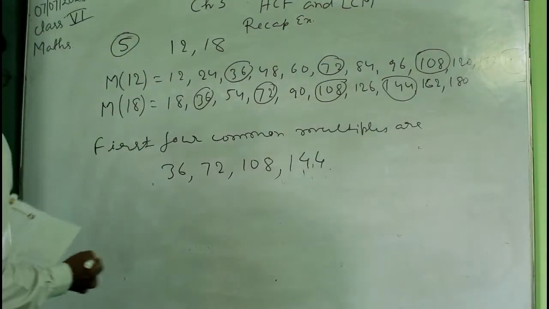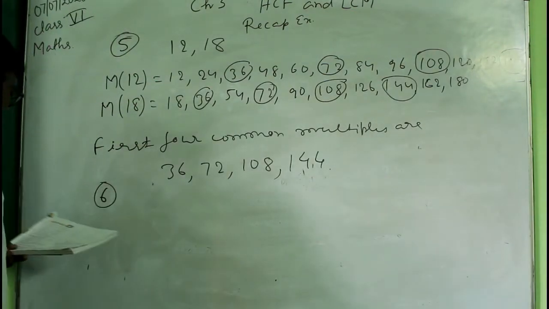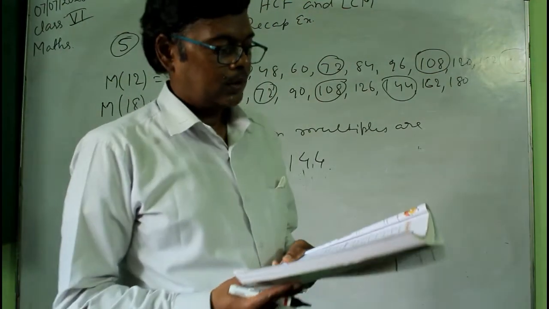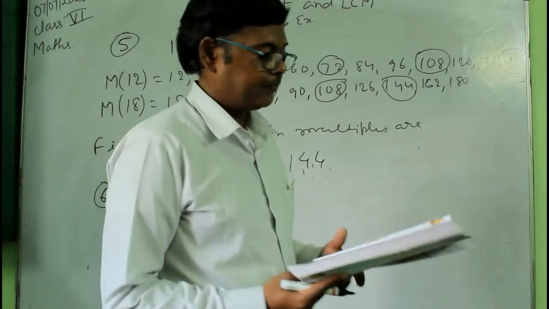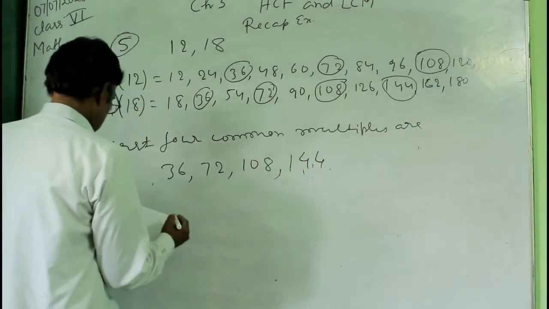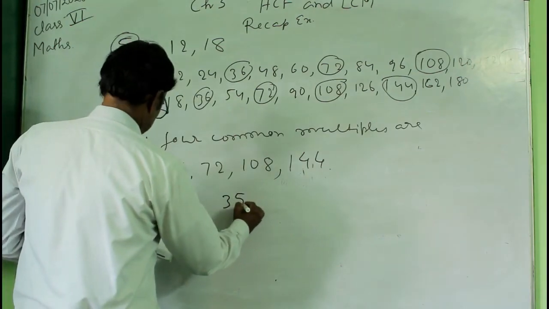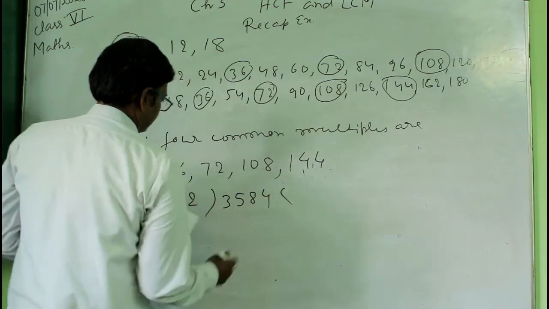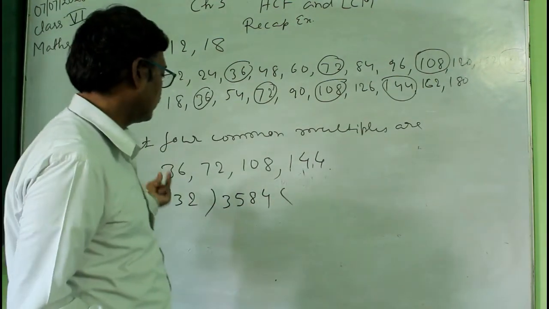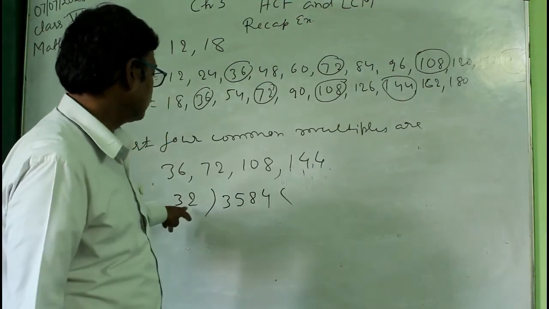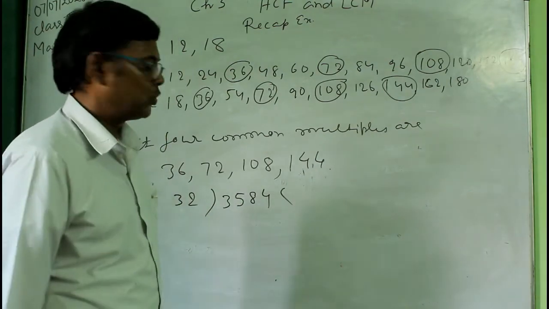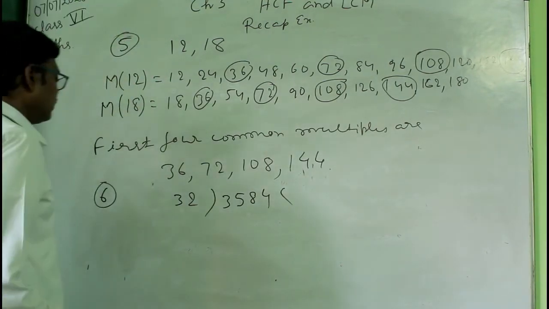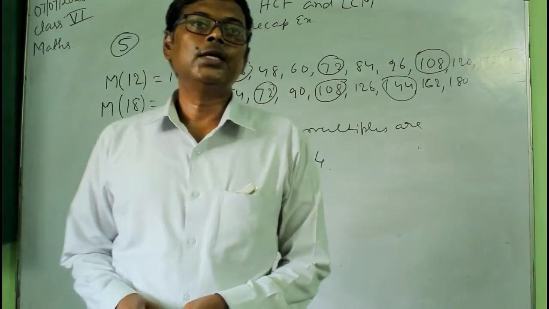Then question number 6. Here in this question you have to find whether 32 is a factor of 3584. So here you will do division: 3584 divided by 32. We have to find out whether 32 is a factor of this number or not. When you divide, if the remainder is 0, then 32 will be the factor, and if the remainder is not 0, then this will not be the factor.